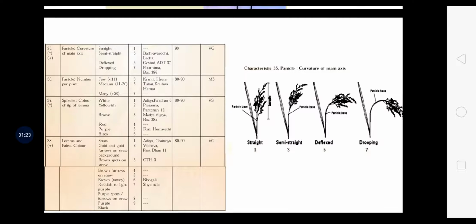Then brown spots on straw scored as 3 and example is CTH3. Brown furrows scored as 4. Brown furrows on straw, then brown type the score is 6 and example is Bhagali. Reddish to light purple, example is Shamala, scored as 7. Then purple spots furrow on straw, scored as 8 and purple black is scored as 9.